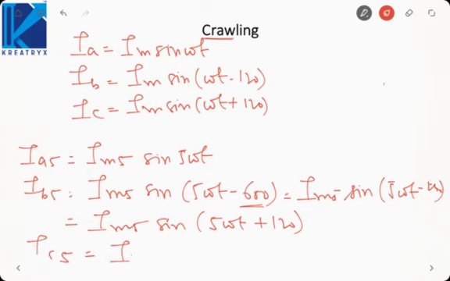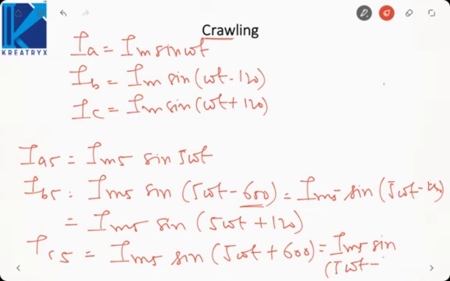IC5 will be Im5 sin 5 omega t plus 600. Plus 600 is 720 minus 120, so Im5 sin 5 omega t minus 120. So if you see, B has the term plus 120, C has the term minus 120. That is, the phase sequence is now ACB. That is how it acts as a negative sequence. Similarly, we can derive that the seventh harmonic behaves as a positive sequence.